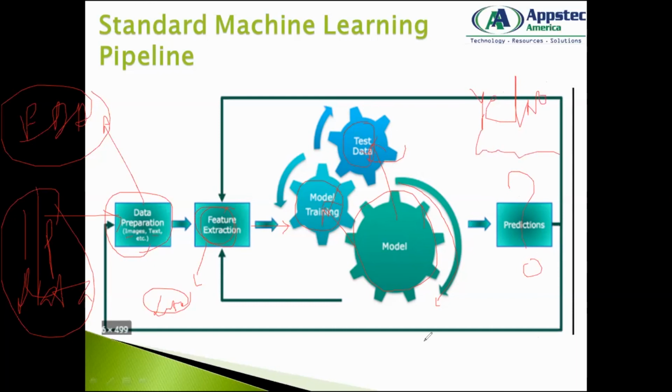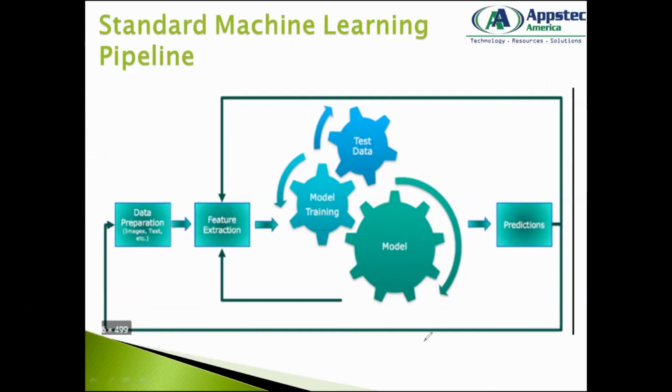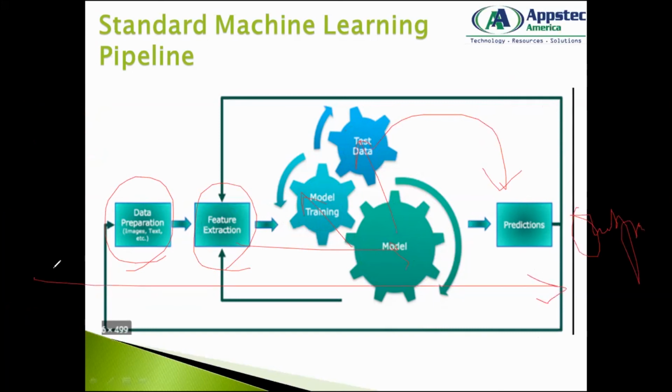So this is the generic pipeline that you follow with respect to your machine learning. So you have the data, you prepare the data, you do a feature extraction, you send it to the model, you train that model, you get the test data, you go and make predictions. So that's your output. So this is the entire flow of a machine learning exercise as a data scientist or an ML engineer, whatever you can call it.